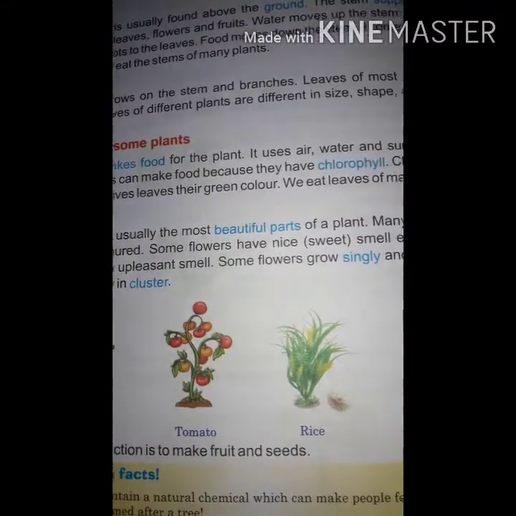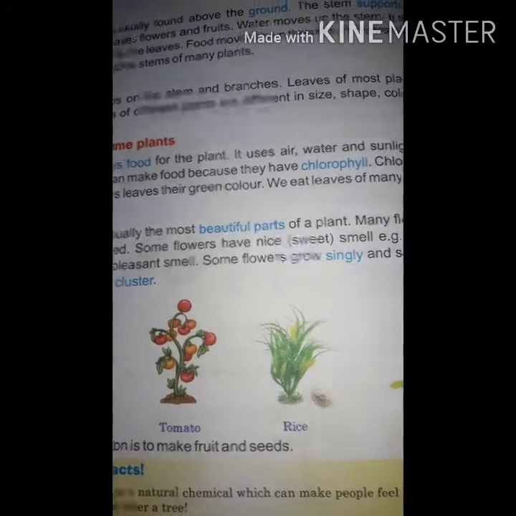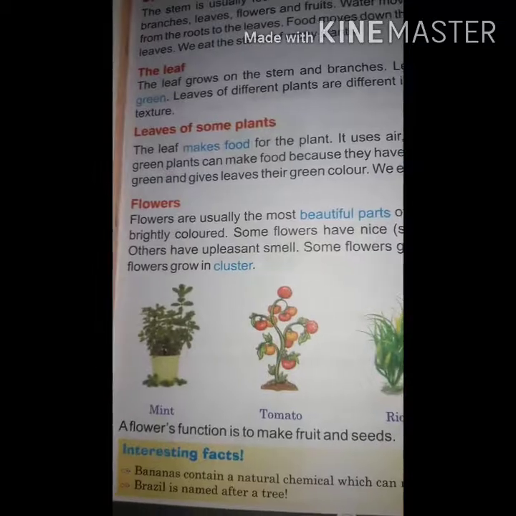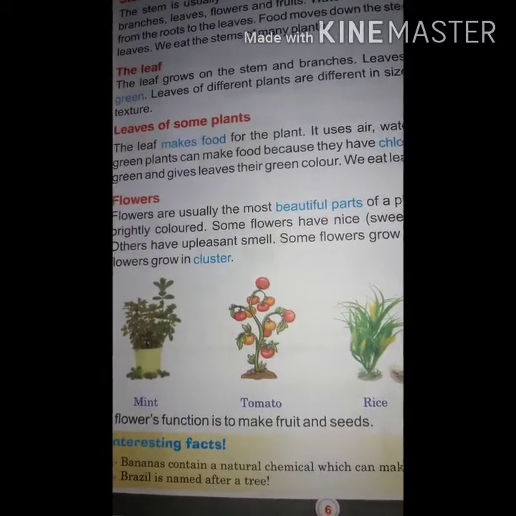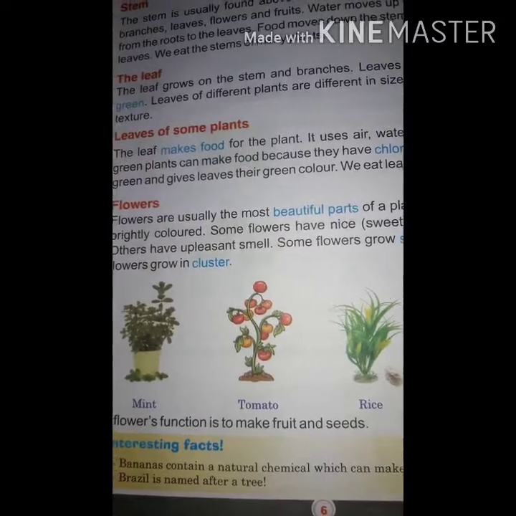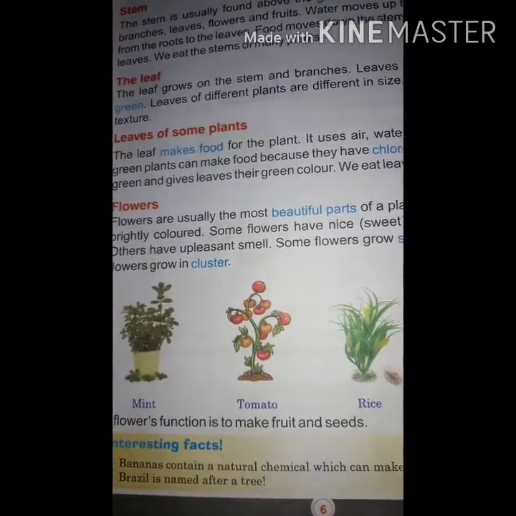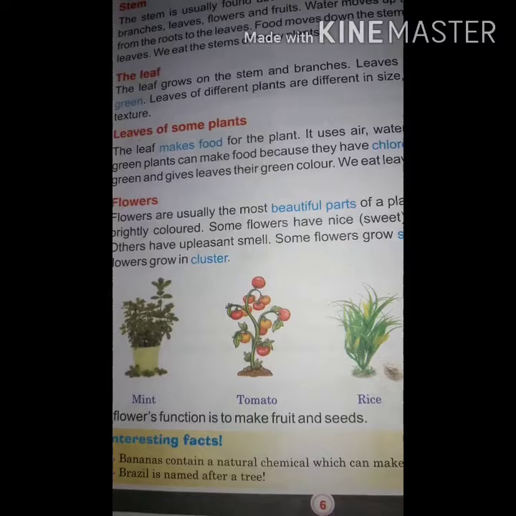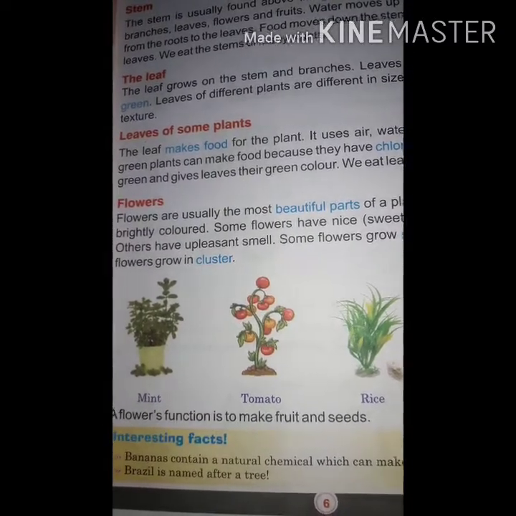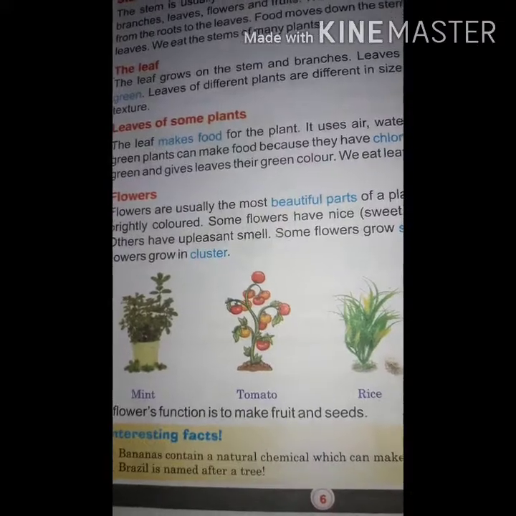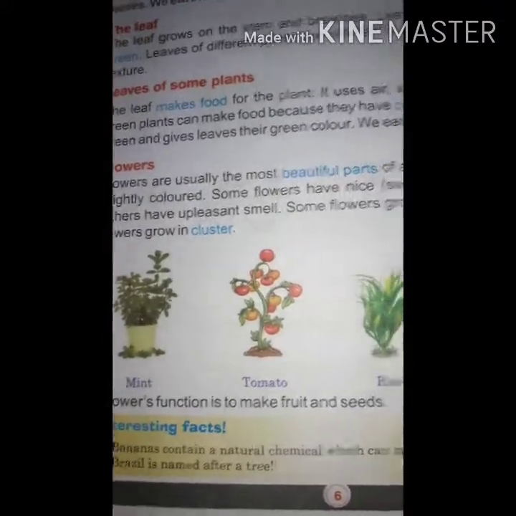Food moves down the stem. It comes from the leaves. Because food is made by leaves, it is circulated downwards through the stem. We eat the stem of many plants.